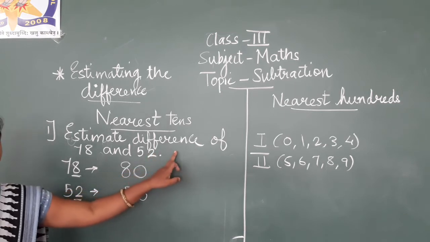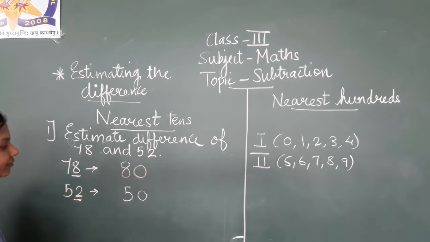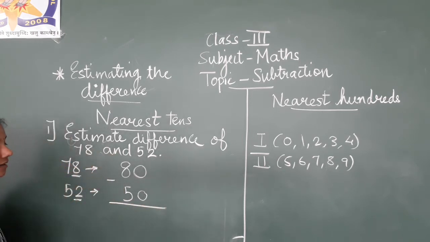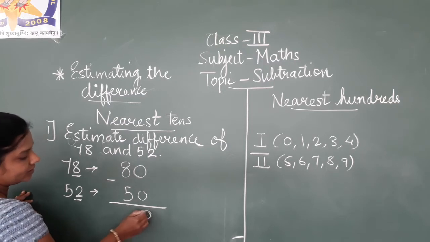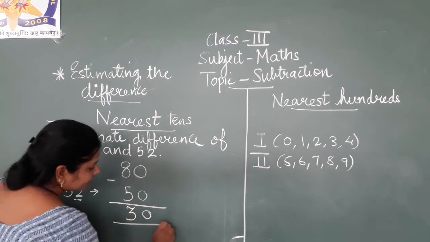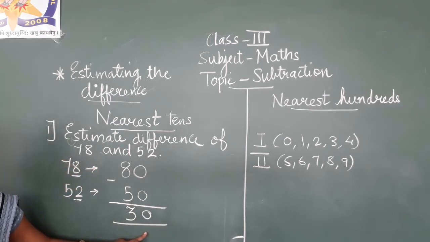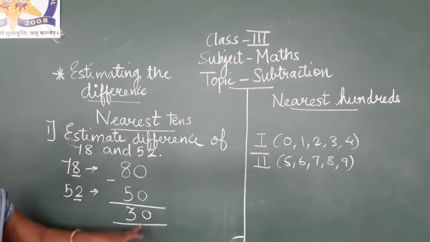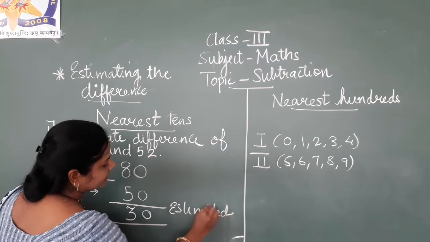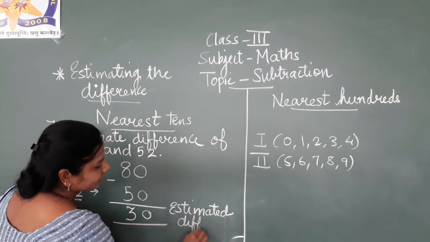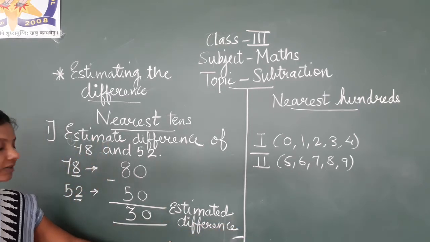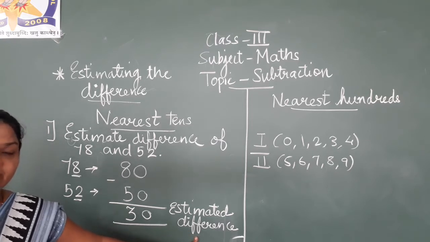Second step, difference. We are going to find out the difference. Difference means subtraction, minus. Let us subtract 0 minus 0, 0. 8 minus 5, it is 3. So what is the difference? The difference is 30. So it was the estimated difference. Estimated difference means after rounding off the numbers, whatever we are subtracting, it becomes the estimated difference.